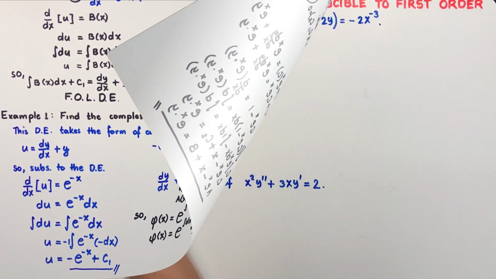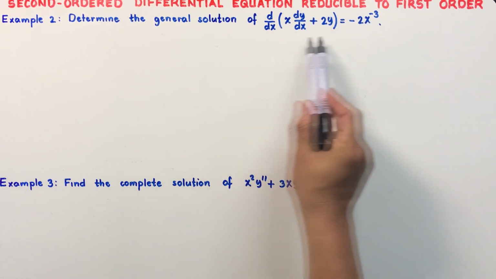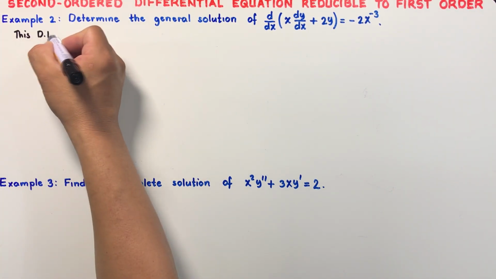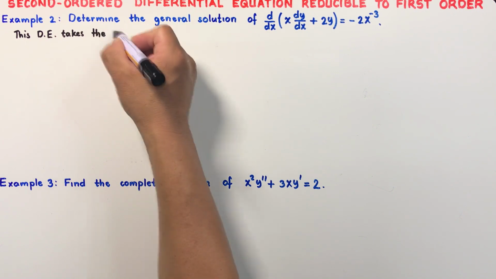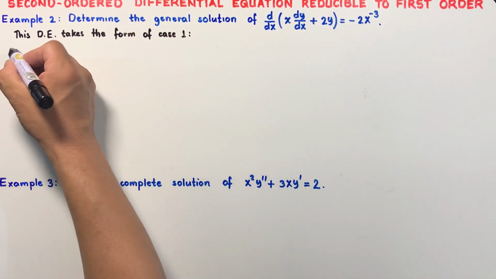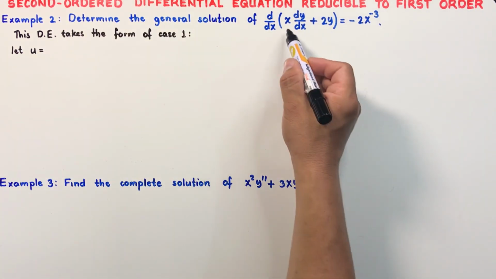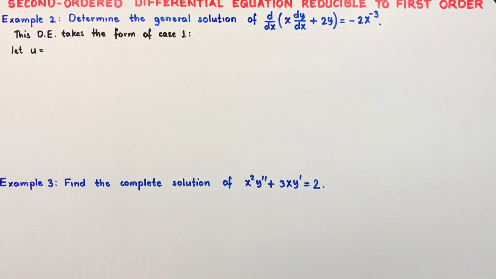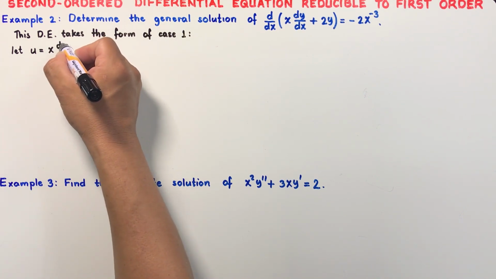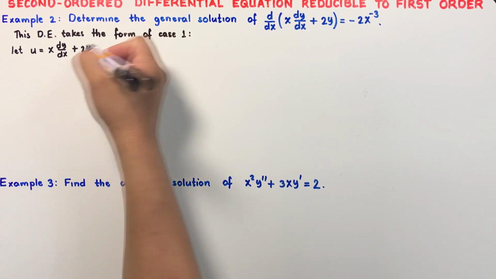Now let's proceed to our example number 2. Determine the general solution for this differential equation. And as you can see, this differential equation takes the form of case number 1. So to solve this differential equation, we represent u as the expression inside the parentheses. So u is equal to x times dy dx plus 2y.